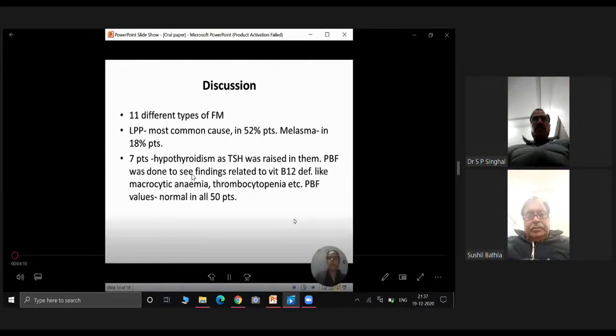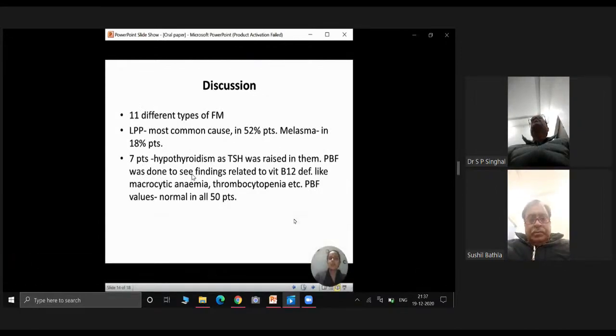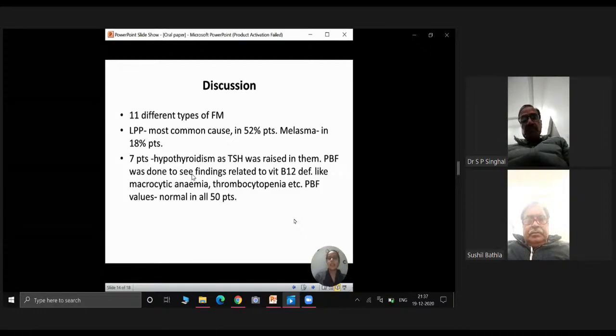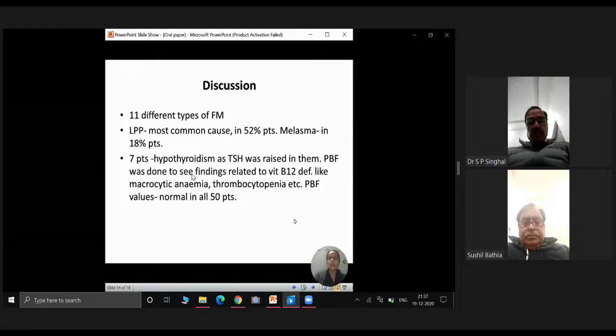In this study, we came across 11 different categories; LPP was the most common cause, followed by melasma. This may be because melasma usually involves less area, so these patients were not included in this study. 7% patients were found to have hypothyroidism as TSH was raised in them. PBF was done to see findings related to vitamin B12 deficiency like macrocytic anemia and thrombocytopenia, etc.